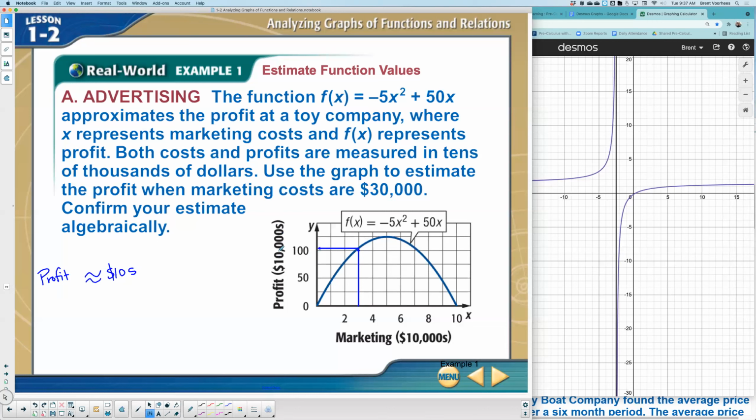All right, your turn. I want you to approximate the y-intercept of this graph. Then you can find it algebraically. I'm only going to give you a few seconds.